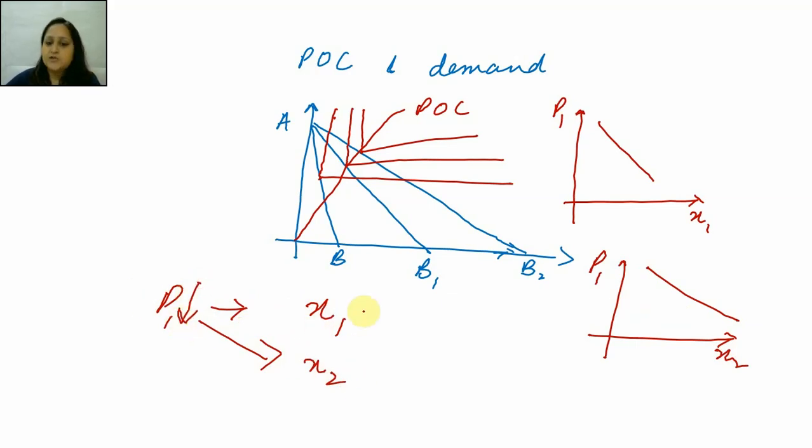When P1 falls, not only does x1 rise, x2 also rises, because perfect complements are always consumed in a certain proportion and that proportion always has to be maintained. Okay? So this is my price of a curve and income of a curve. Let's look at it numerically speaking.